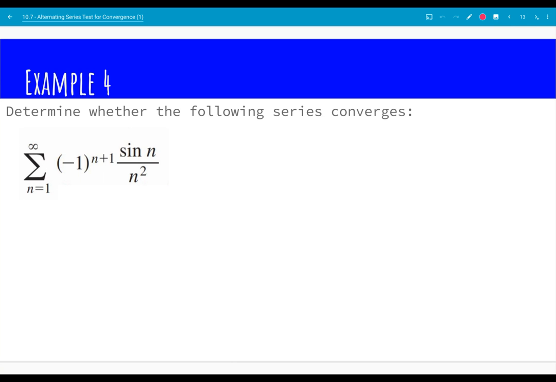All right, one more here. This series is a pretty unique one, I guess. It's got 2 things here that could make this an alternating series. So that -1 to the n plus 1, this does alternate. What's going to happen here, though, with the sign is that the sign of n is going to be sometimes positive, sometimes negative, but does not alternate.